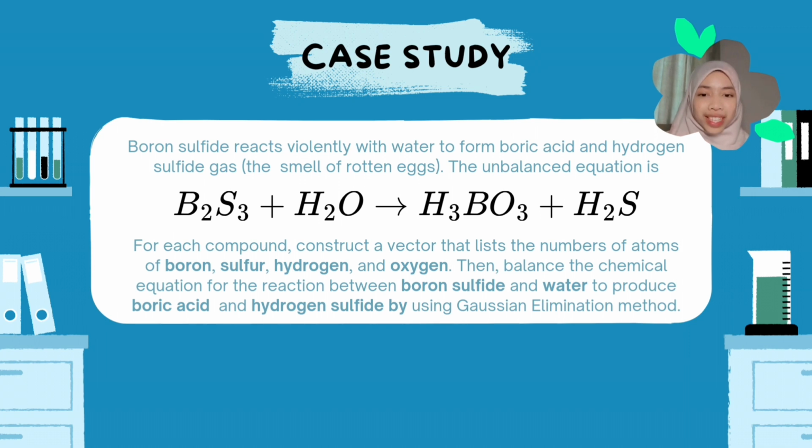Boron sulfide reacts violently with water to form boric acid and hydrogen sulfide gas, which is the smell of rotten eggs. The unbalanced equation is down below. For each compound, construct a vector that lists the number of atoms of boron, sulfur, hydrogen, and oxygen. Then balance the chemical equation for the reaction between boron sulfide and water to produce boric acid and hydrogen sulfide by using the Gaussian elimination method.